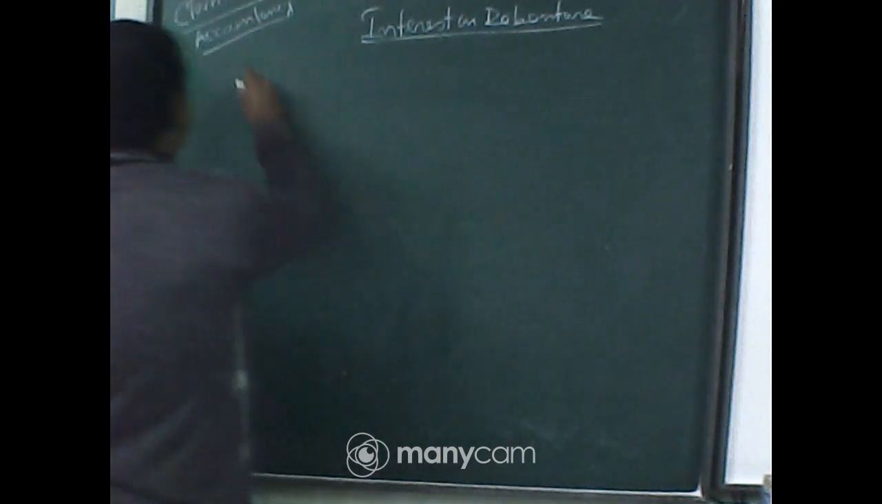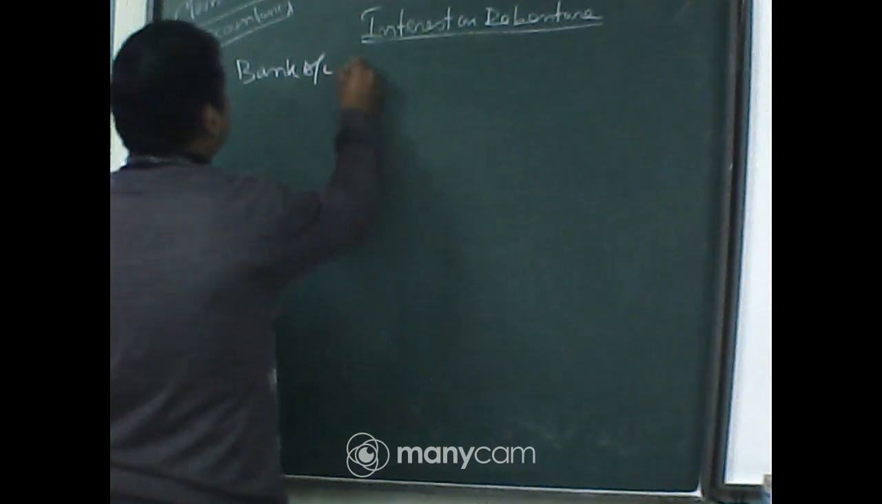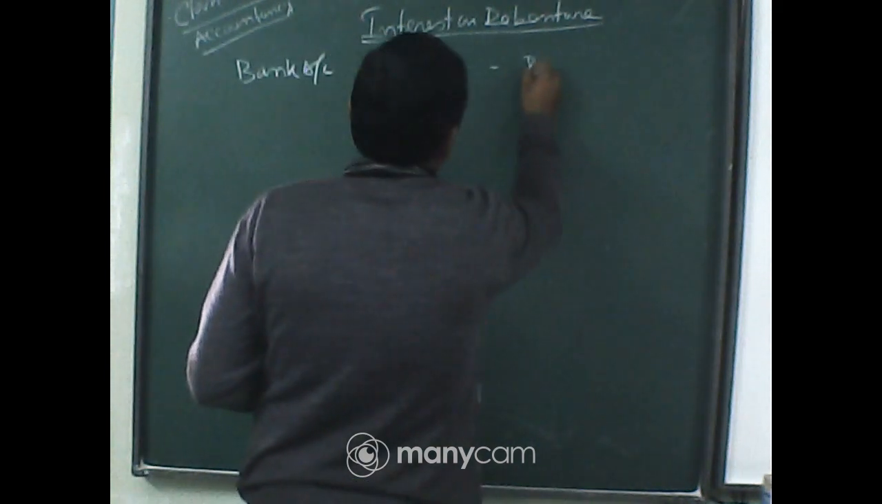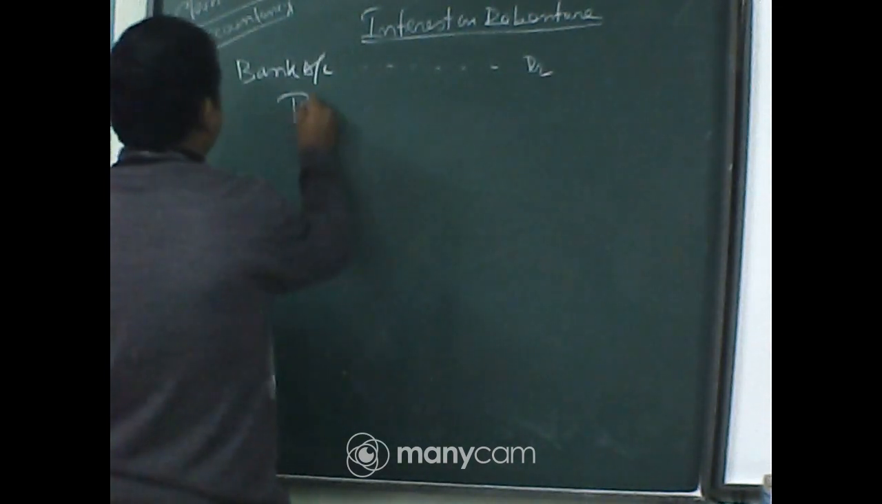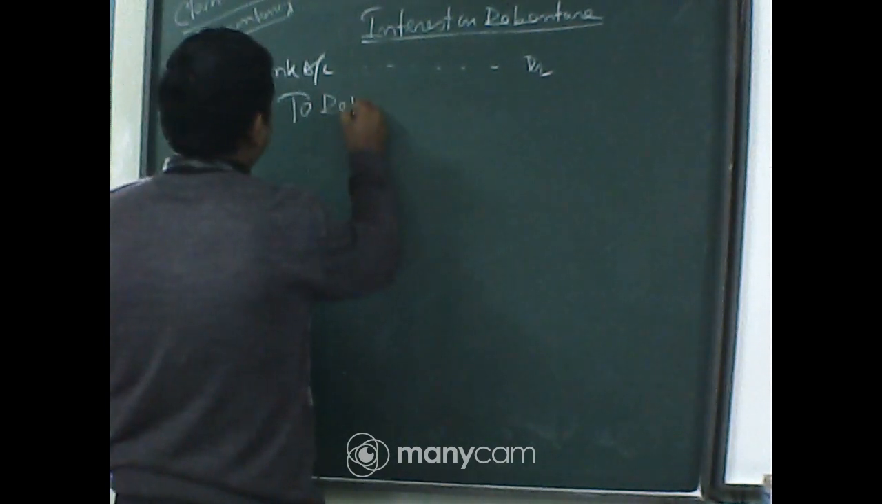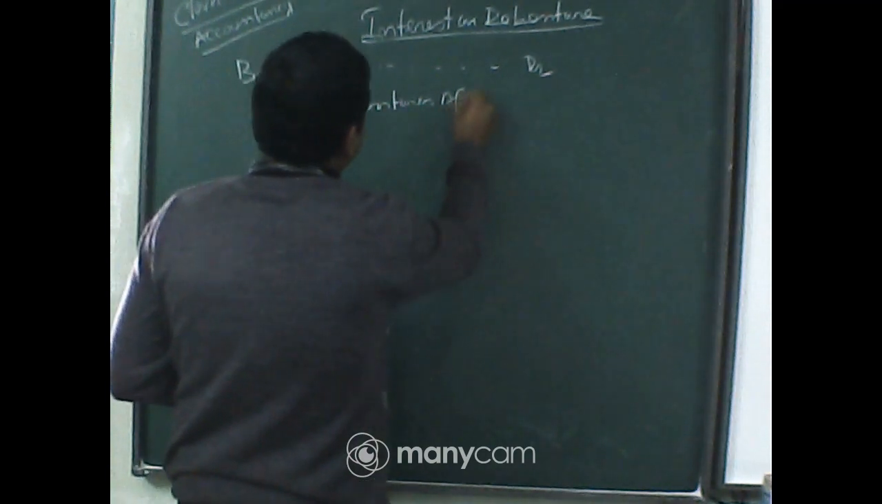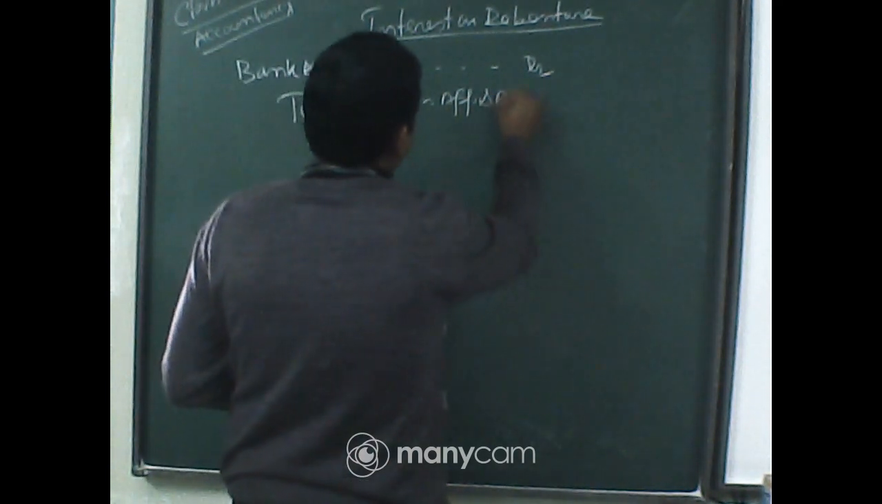That is bank account debit to debentures application and allotment account.